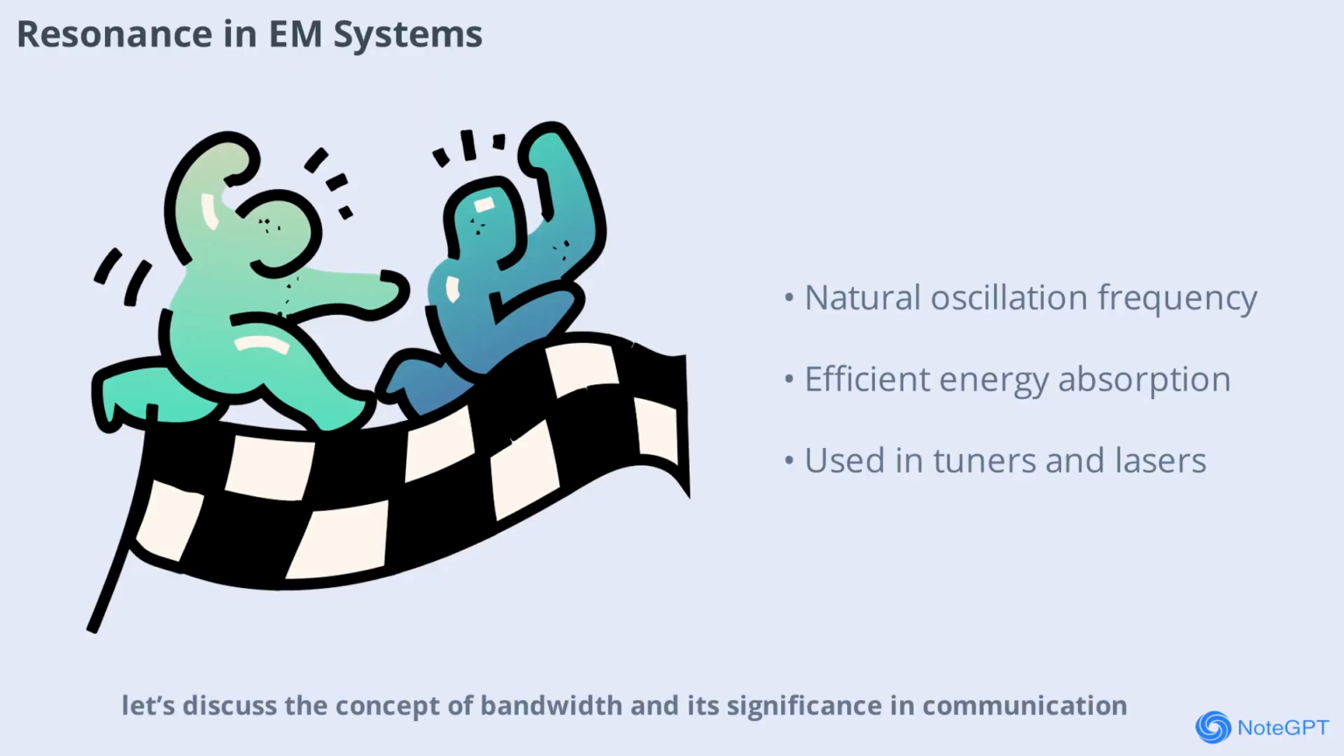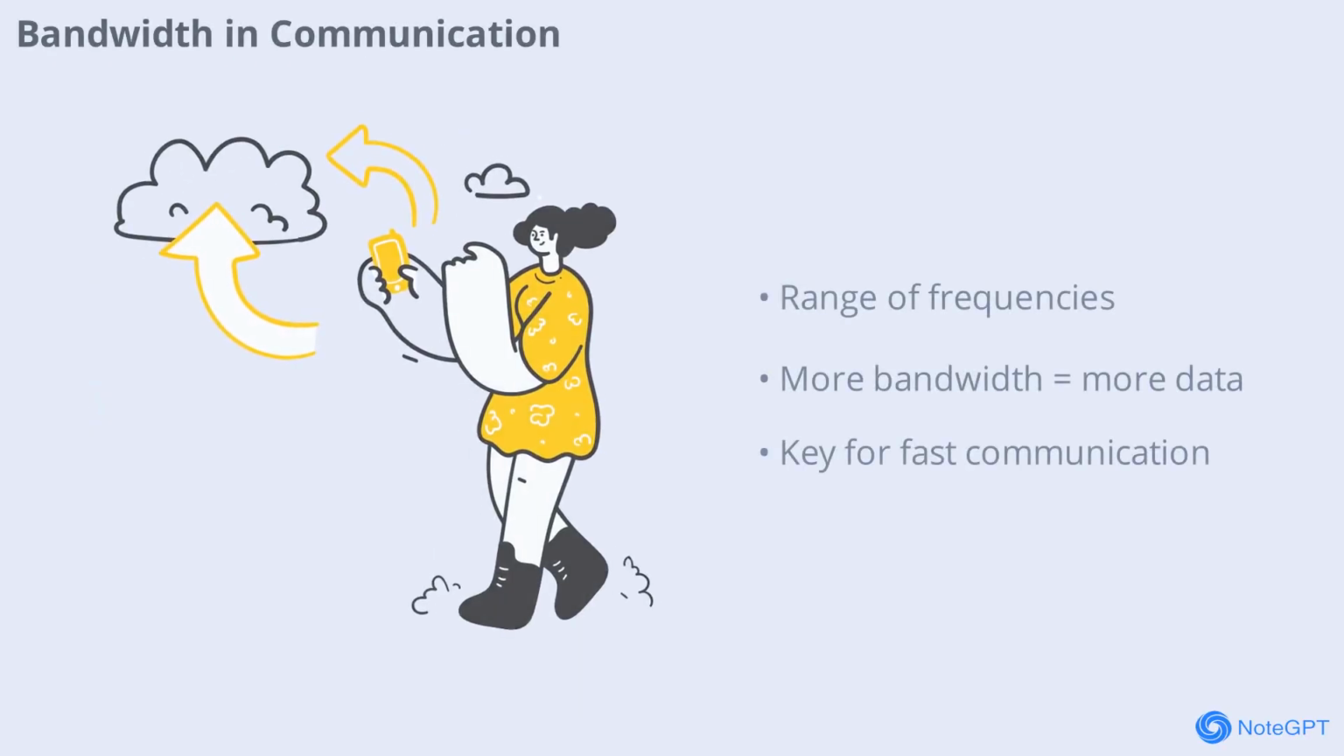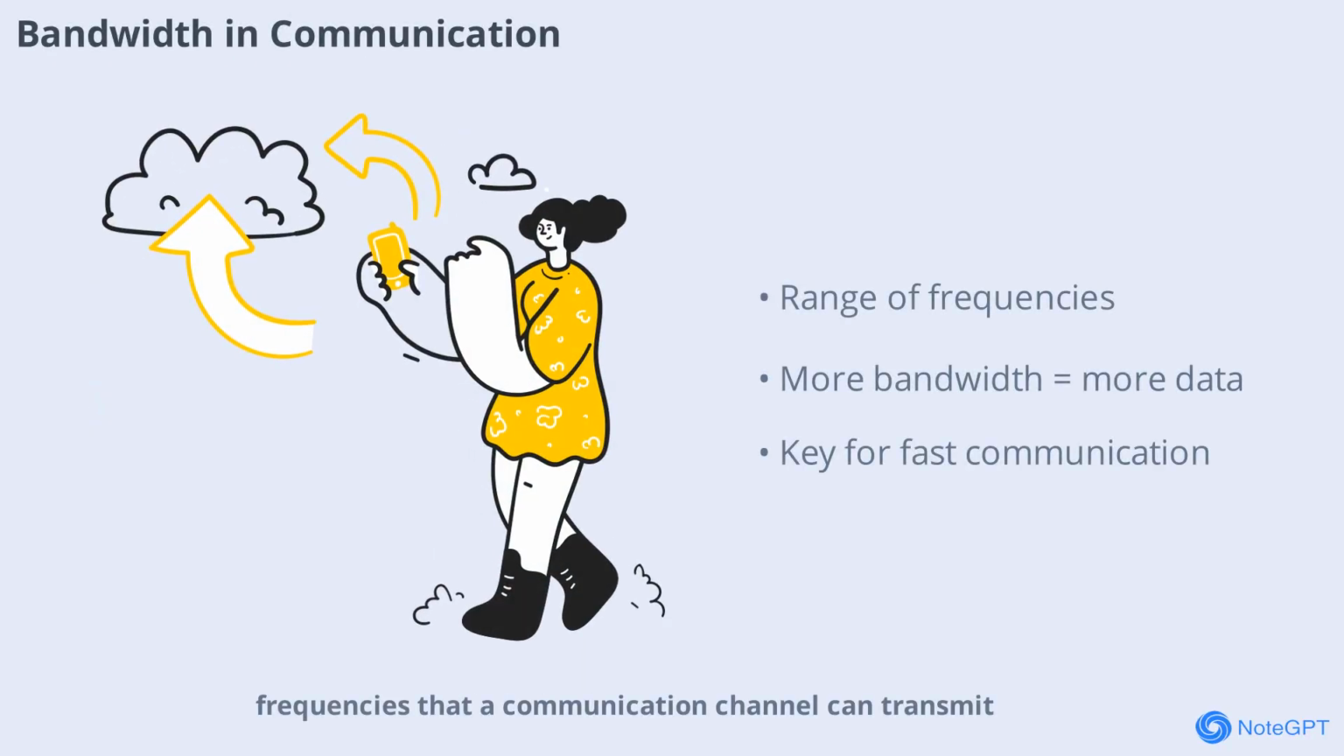Next, let's discuss the concept of bandwidth and its significance in communication. Bandwidth refers to the range of frequencies that a communication channel can transmit. Wider bandwidth allows more information to be sent in a given time. For example, high-speed internet uses channels with large bandwidths to deliver fast data. Bandwidth is a key factor in designing wireless networks, radio stations, and television broadcasts. Managing bandwidth efficiently ensures clear signals and reduces interference.